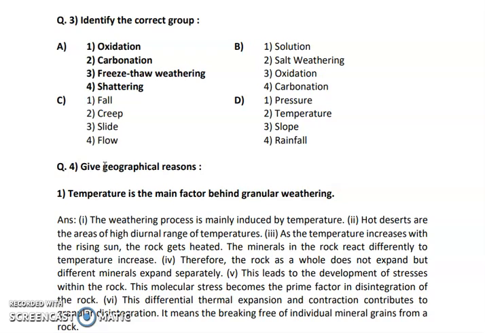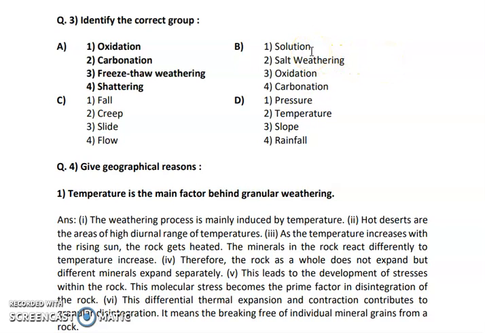Identify the correct group. Here we have 4 groups like A, B, C and D. So all the groups have a common thing. Now, if you see the first one: oxidation, carbonation, freeze and thaw weathering, and shattering. So these are all the weatherings you can see. These are all the physical as well as chemical weatherings in combination. Next is solution, salt weathering, oxidation, carbonation. Now oxidation is a weathering which can occur because of oxygen, carbonation because of carbon dioxide, salt weathering because of heat, and solution is because of what?